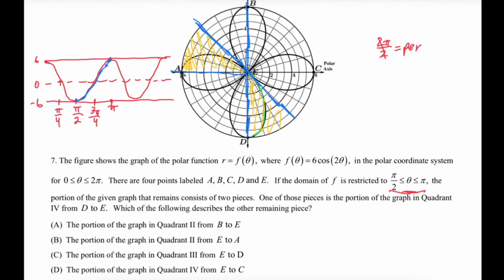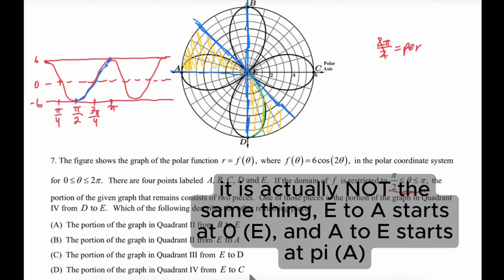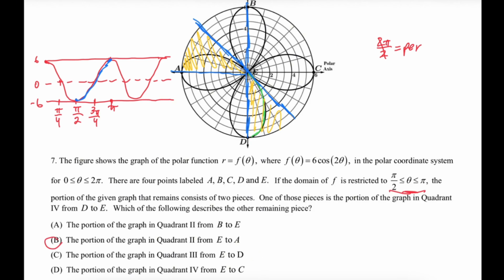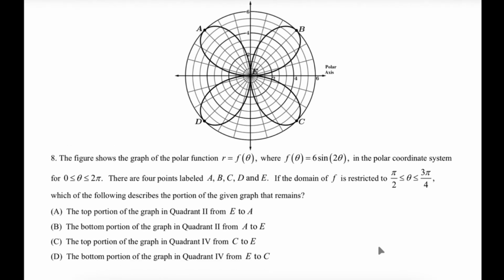So this looks like it's A to E, so our answer should be B. It says E to A, same thing. A to E. So it's B. Now our next question is the same thing.